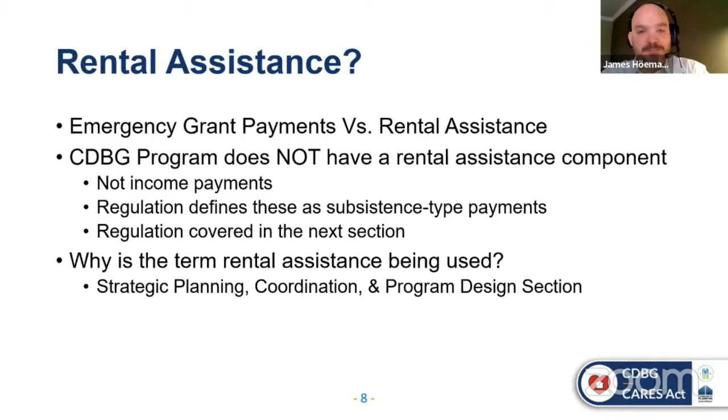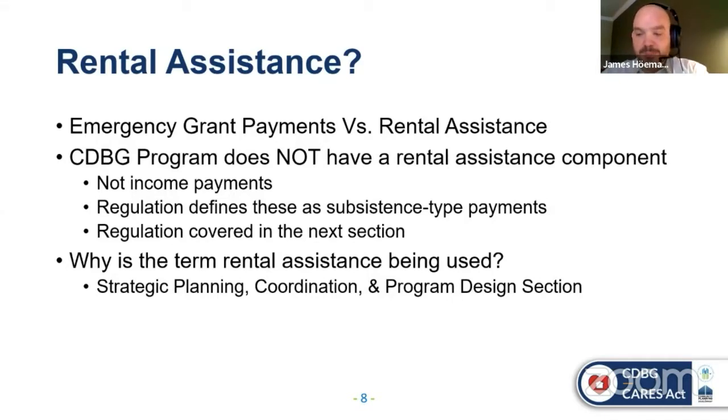That's something that people are familiar with in terms of tenant-based rental assistance or some of the other programs like ESG. So what CDBG does have is the ability to make emergency grant payments, which puts us in that interesting space of being a gap filler or a bridge between an emergency situation and a more permanent solution. So these are not income payments, and we'll go over the regulation here in a minute, but our regulation offers that definition of a subsistence type payment.